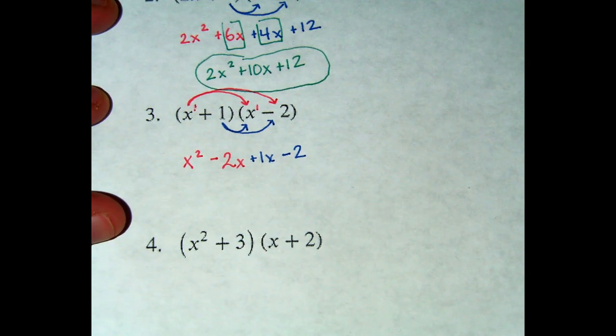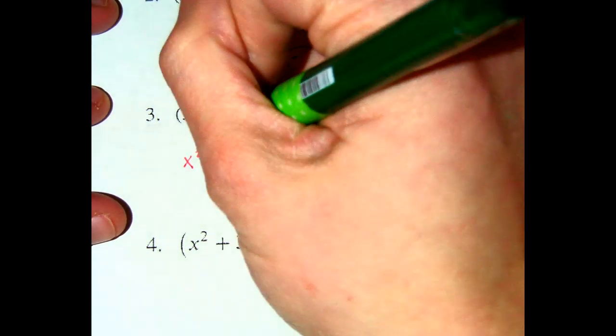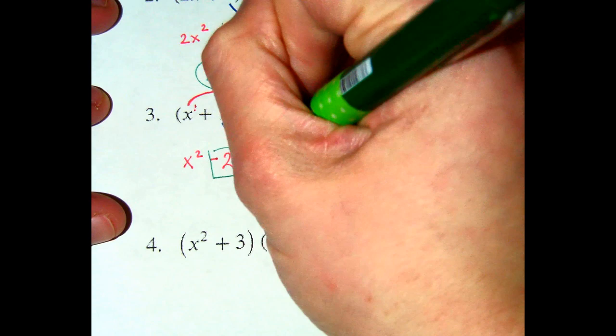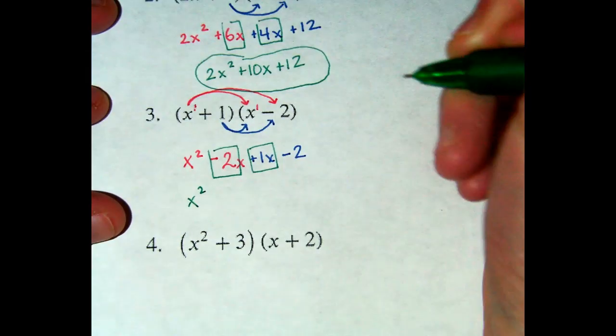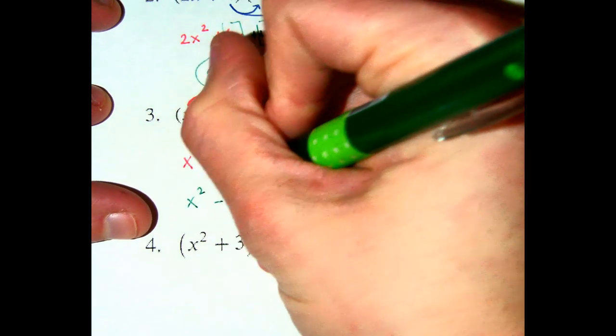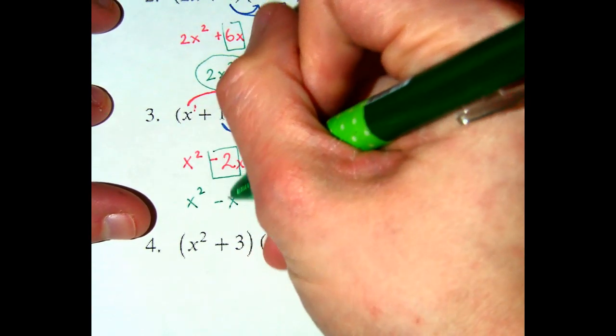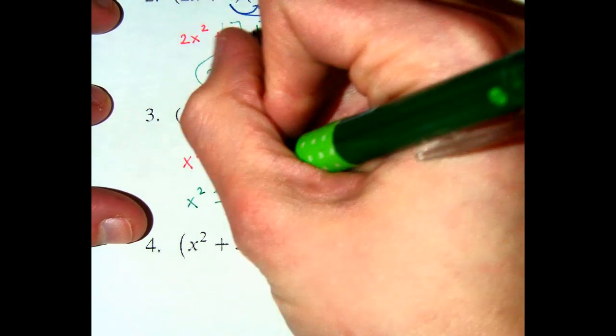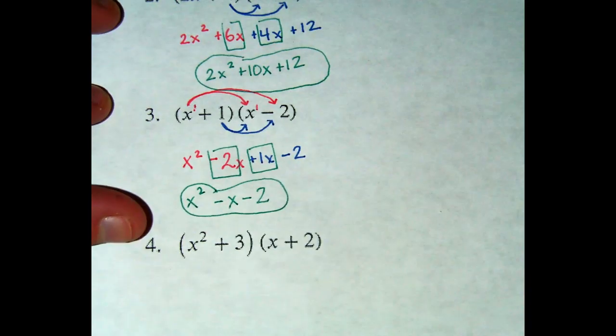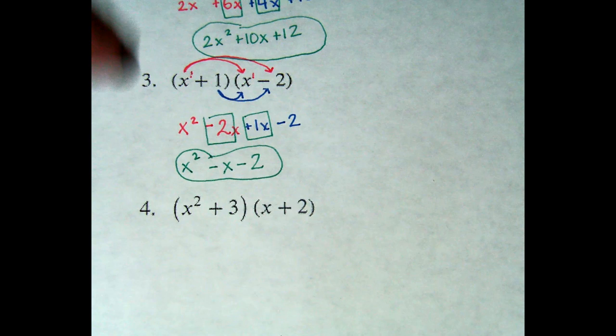Do we have like terms? Yes. Negative 2x and positive 1x is what? Negative x. If you put a 1 there, is that wrong? No. You just normally won't see it. If you're grading homework tomorrow, I won't care if you have a 1 there.